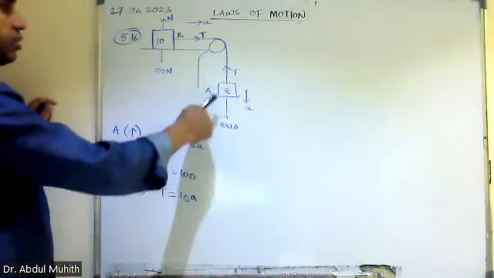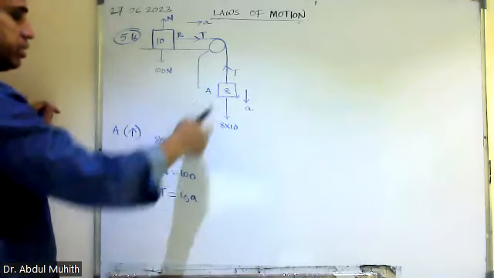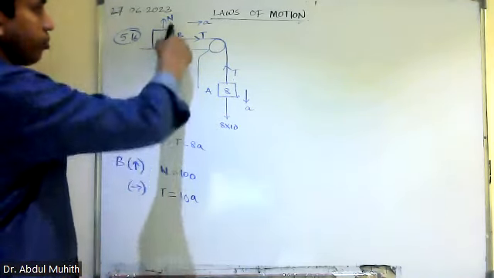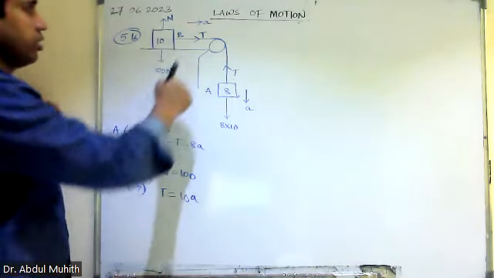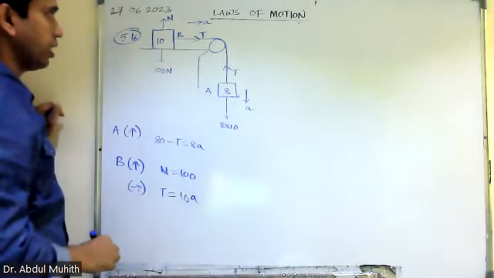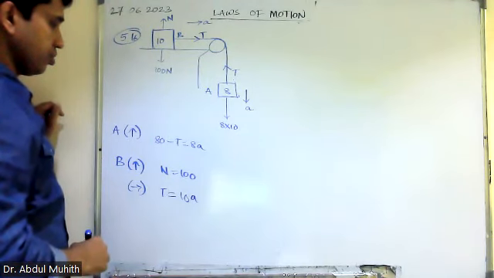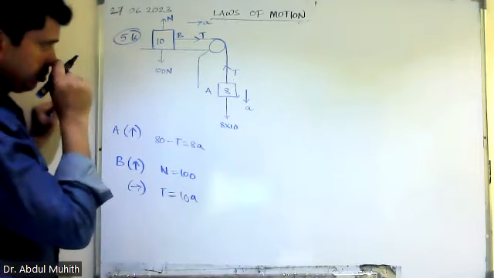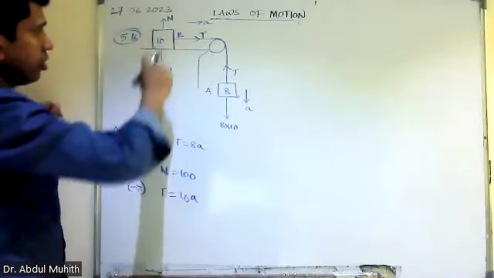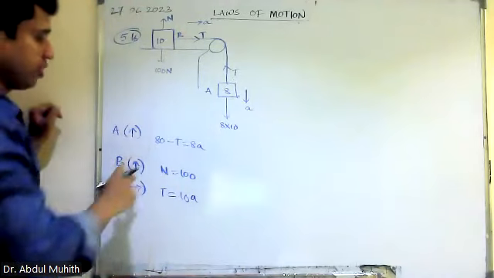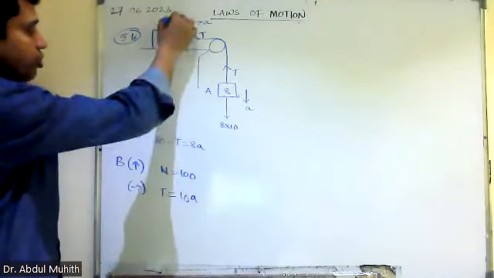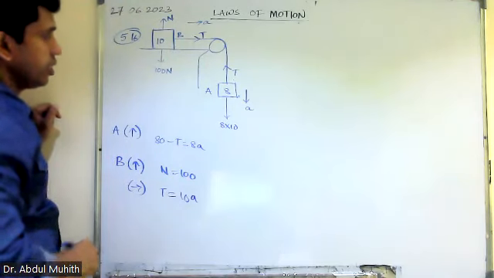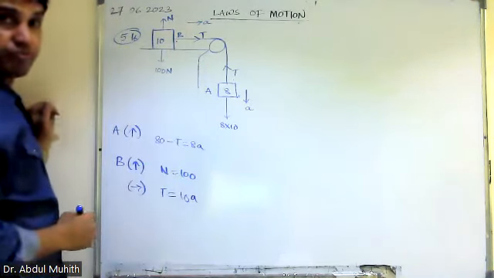See once again, the vertical force here: 80 minus T is equal to 8a, that is perfect. And second, the normal reaction is equal to 100 newtons, T is equal to ma, T is equal to 10a. Why is N 100? Downward force equals upward force, the vertical force. This force will be equal to this force, right? A is this body and B is this body.